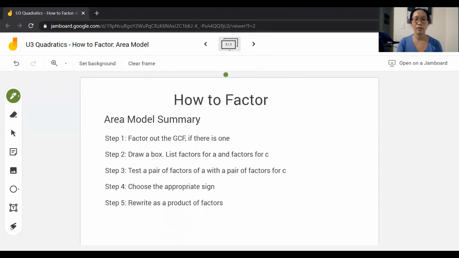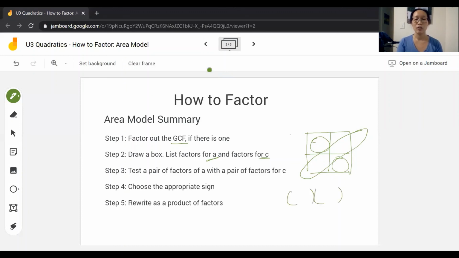To summarize, when you're factoring using the area model, first you factor out the GCF if there is one. Then you draw a box, you fill in what you know, and you list factors for A and your factors for C. Then you're going to try out different combinations until you find one where your diagonal adds up to your B. And you choose your appropriate signs and you rewrite as a product of factors.